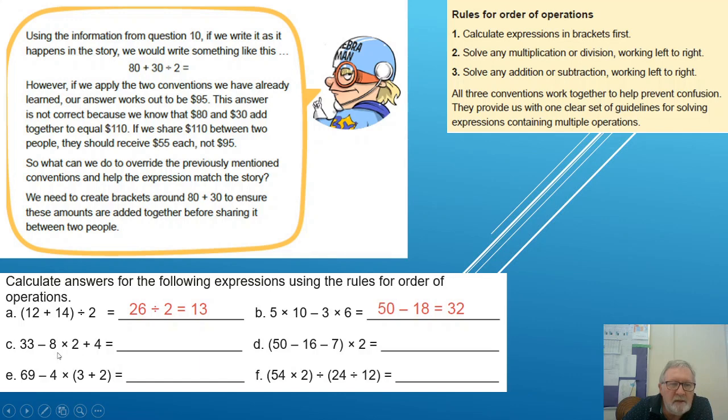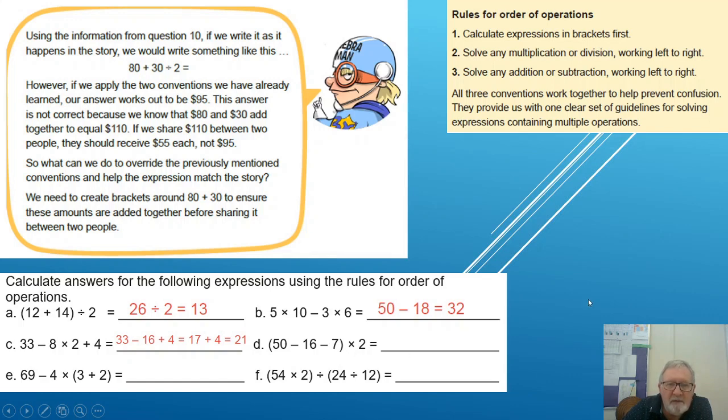In C, there is a multiplication, a subtraction, and addition. 8 twos are 16. 33, take 16 and then add 4. Well, 33 take 16 is 17. 17 add 4, 21. D contains a bracket, so we need to do this bracket first and then multiply.